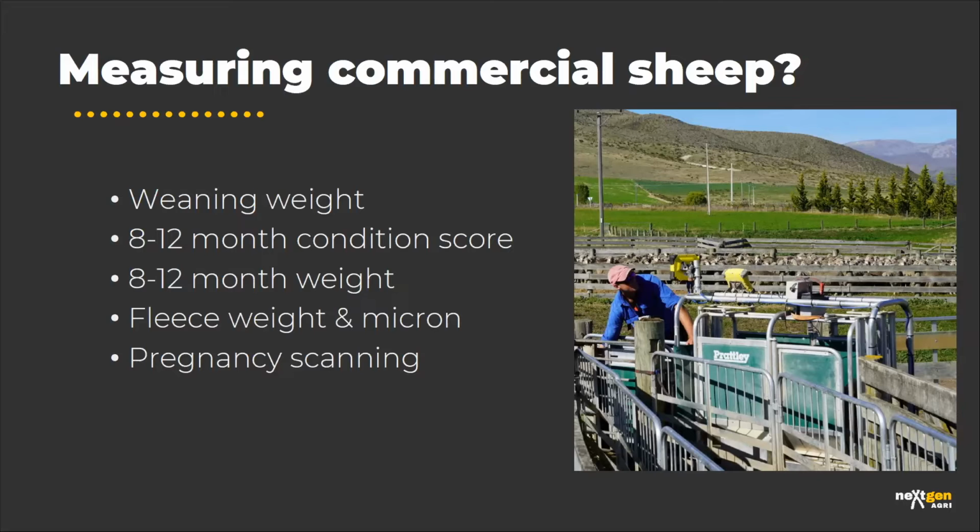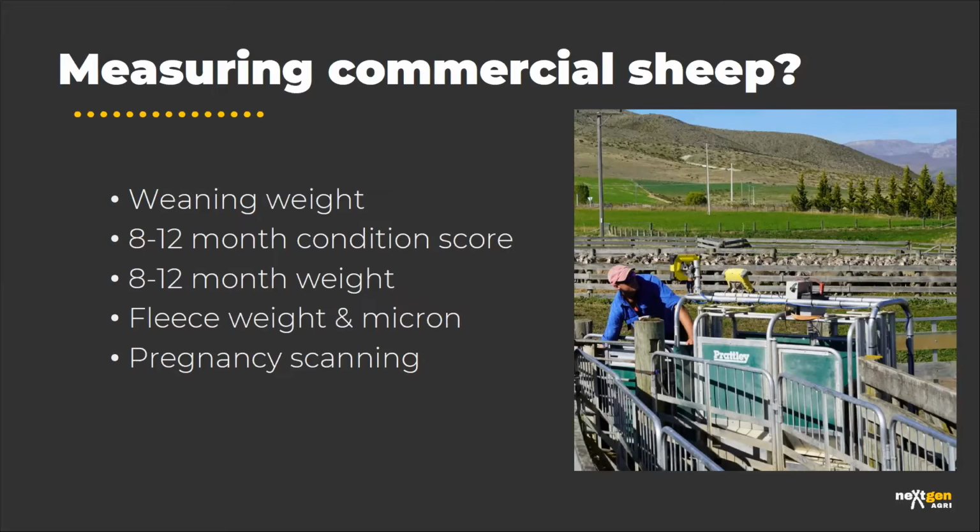One of the things we do a lot is an 8 to 12 month condition score. So rather than just weight, that condition score will reflect how well that animal will do for the rest of its life. It's sort of a measure of its robustness, if you like. A weight at some other point after weaning, at 8 to 12 months, is something we would encourage.